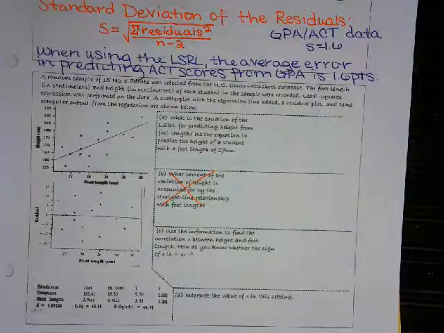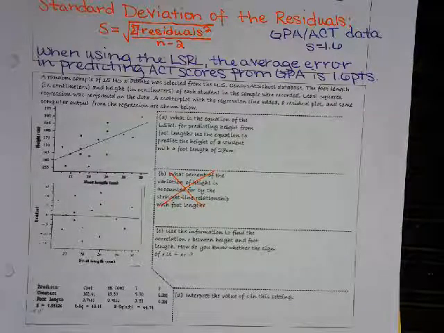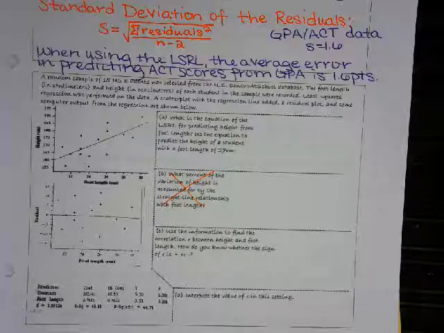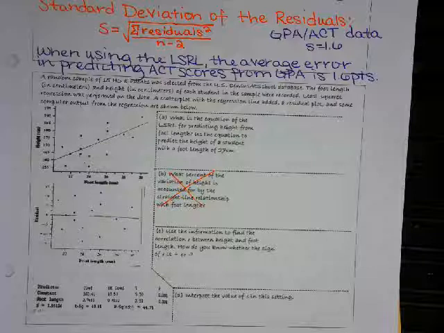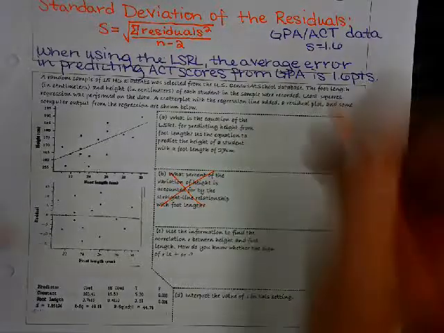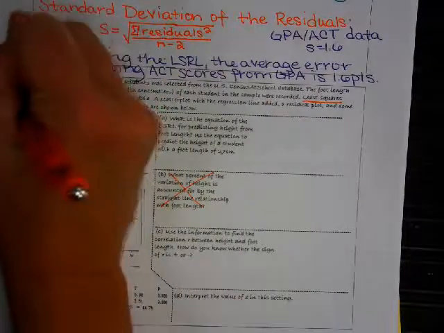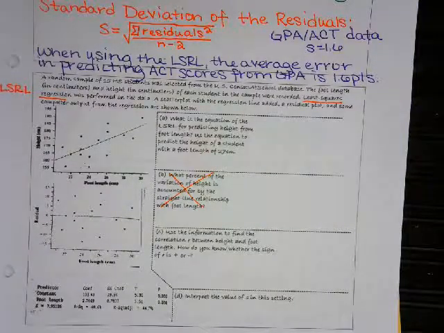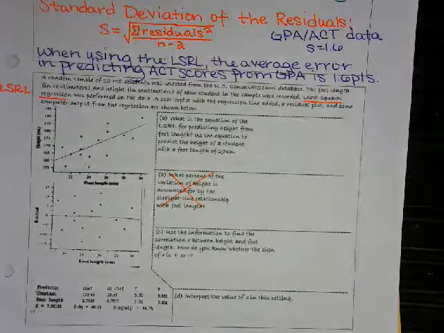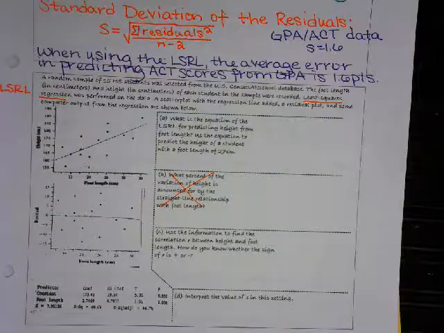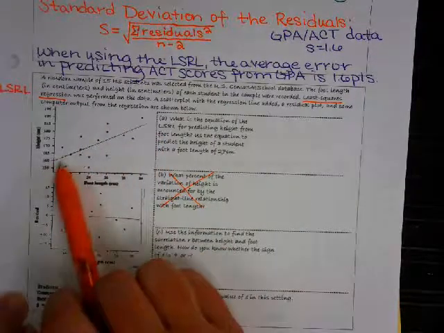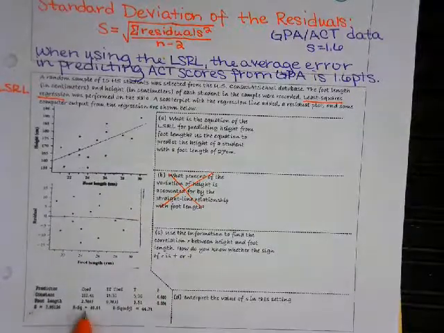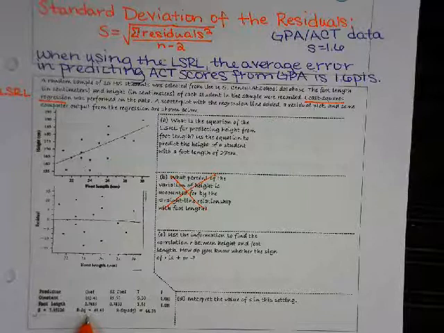So we have a random sample of 15 high school students that was selected from the U.S. Census at School database. Foot length in centimeters and height in centimeters of each student in the sample were recorded. Least squares regression, that just means they found the least squares regression line, or linear regression was performed on the data. A scatter plot with the regression line added, a residual plot, and some computer output from the regression are shown below. So we have the scatter plot of the original data with our regression line, our residual plot, and then some computer output down here. So we're going to answer these three questions using that information.